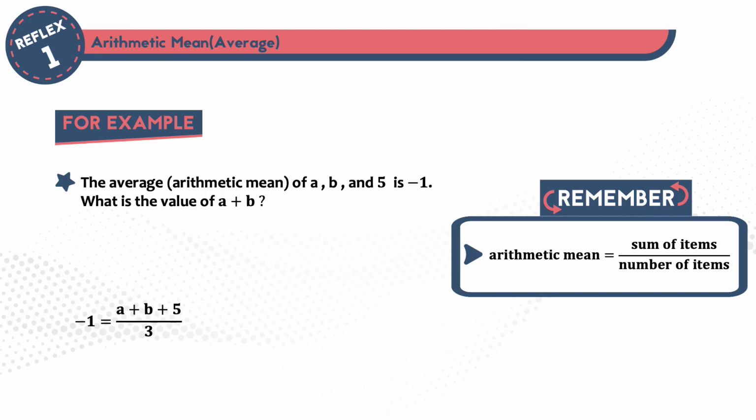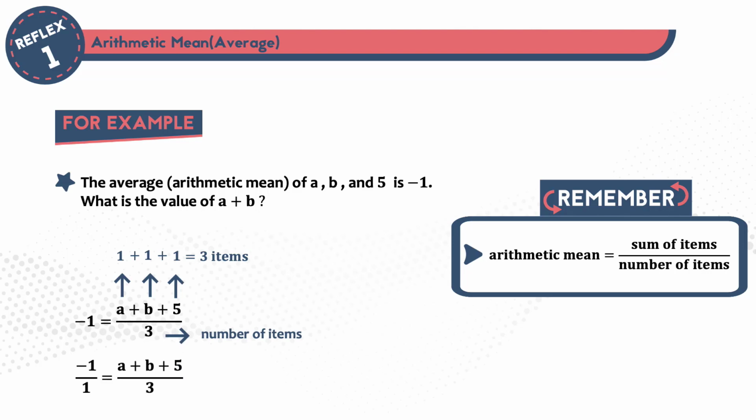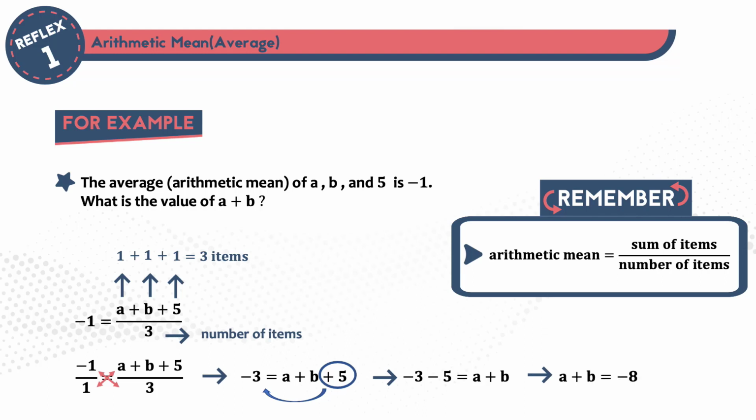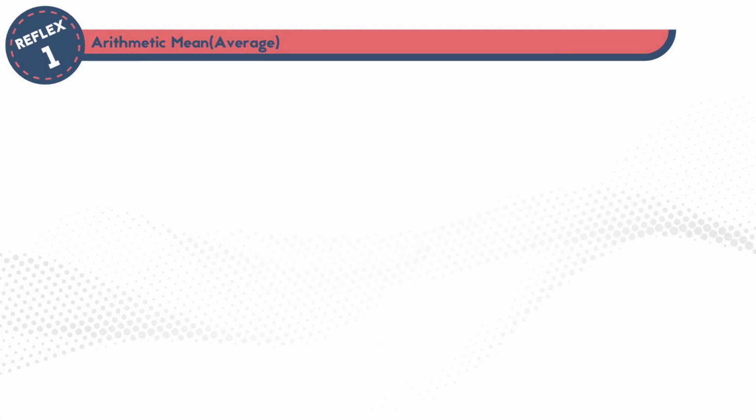Let's break it down. a, b, and 5 each represent an item in the set. So we have 1 plus 1 plus 1 is equal to 3 items, and that's why we are dividing everything by 3. Now, if we turn the left side into a fraction, we can cross multiply, and we have the following new equation. -3 is equal to everything on the other side, and let's get 5 to the other side. And we'll have -3 minus 5 is equal to a plus b. Therefore, a plus b is equal to -8. Done.